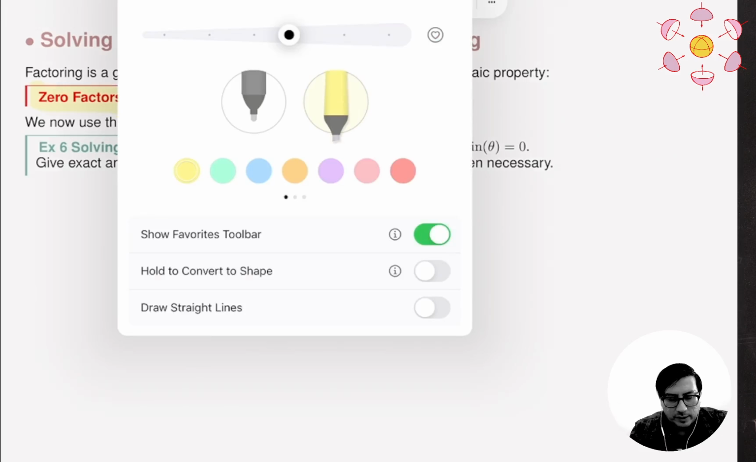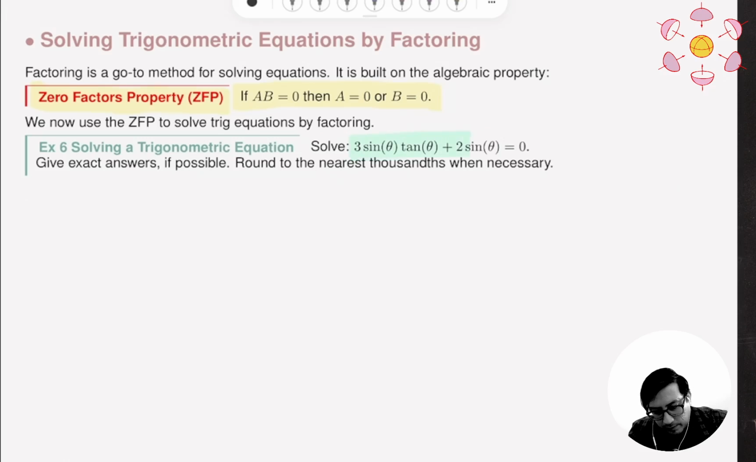All right, so let's solve this next problem here. So we've got 3 sine theta tangent theta plus 2 sine theta. Okay, looks pretty complicated compared to the previous problems. But let's just keep our cool. As always, if you don't know what to do, I usually start writing the problem and my brain starts thinking as I write. So, okay, here's the problem.